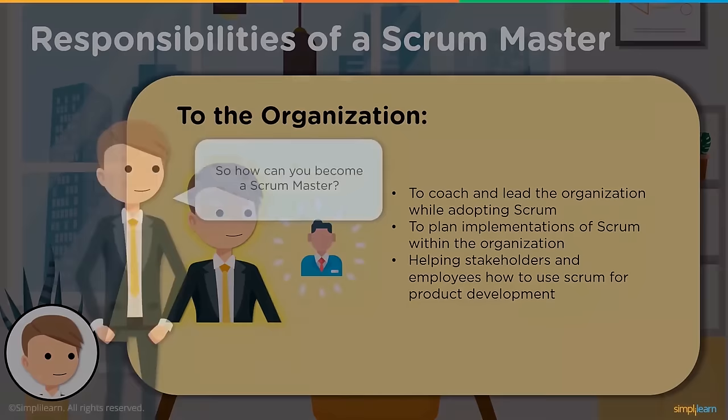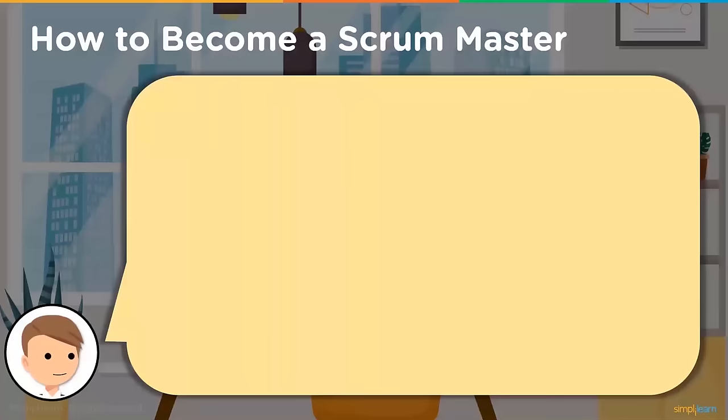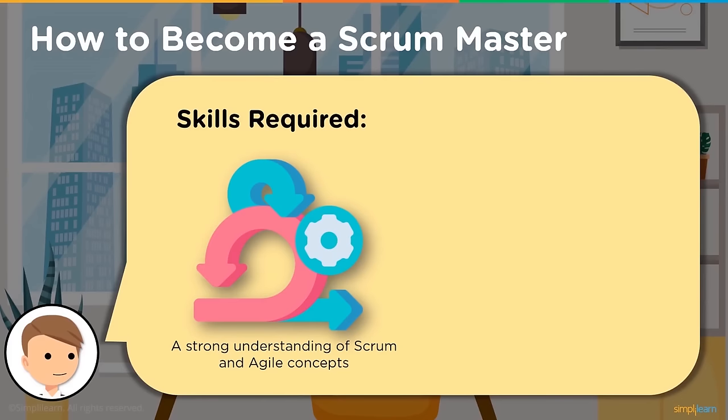Now, let's talk about how you can become a Scrum Master. First, you need to have a strong understanding of Scrum and Agile concepts. As a Scrum Master, you need to ensure that your team follows the principles of Agile and Scrum. You need to have a clear understanding of different teams and phases within Scrum to ensure you can understand and teach the usage of the framework to the organization properly. In short, having a detailed understanding of the systems and terminologies is mandatory.